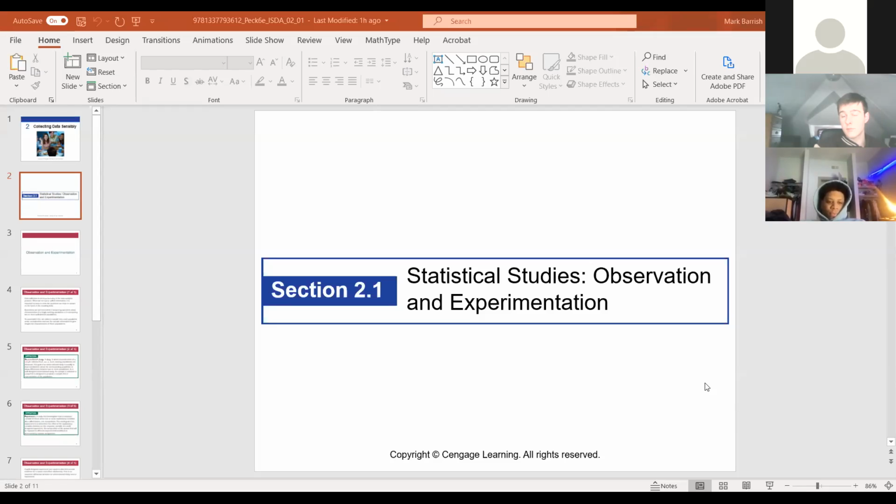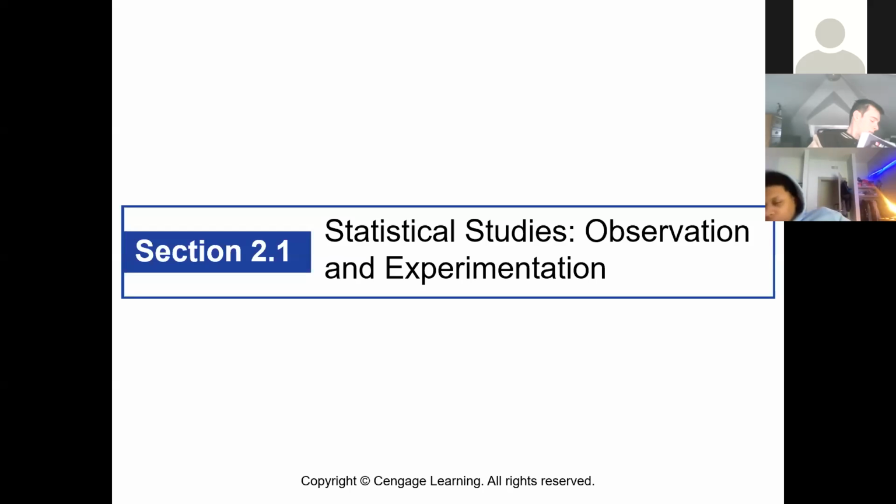All right, thank you. So this section 2.1 is fairly short, and it basically deals with, in a very general way, the types of studies, research studies that statistics is used in. And there's some terminology in here that I would like for you to put some attention on. So let's go ahead and take a look.